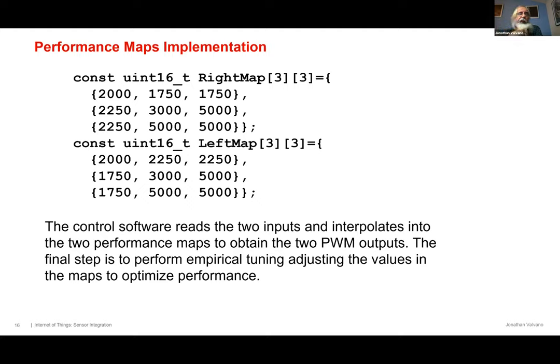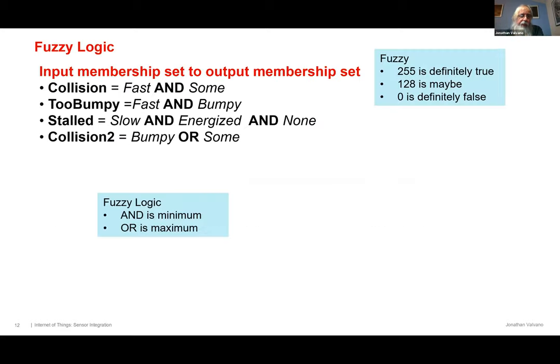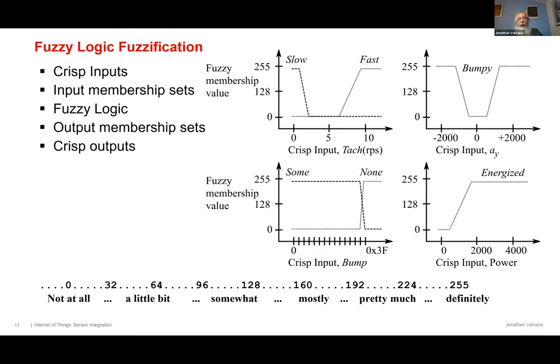Now, unfortunately, my comment about fuzzy logic is the same comment I'm going to make about performance maps. If I gave you this, how would you determine these 2 points? Let's just do one of these slow. How would you determine this point and that point?